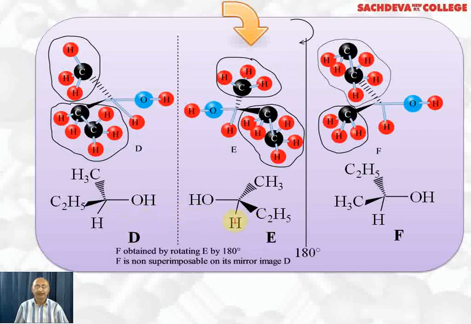And if you rotate it through 180 degrees, you will find that it cannot superimpose over D, which shows that the mirror images are non-superimposable, therefore they are optical isomers. If one of them is dextrorotatory, the other will be levorotatory. And these non-superimposable mirror images of each other are called enantiomers.